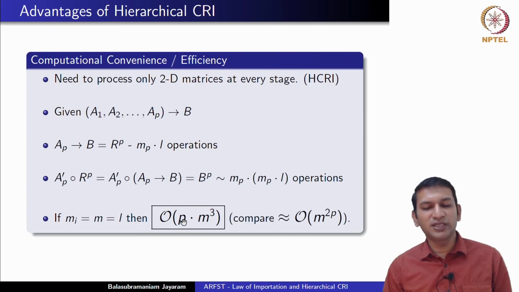Compare this with the usual CRI, which is M power 2P. So it is clear that m cube is the one that is going to dominate depending on the granularity. So essentially it is m cube, and p, if it is of the order of m, then it is m power 4 max, whereas here it is actually going to increase exponentially.